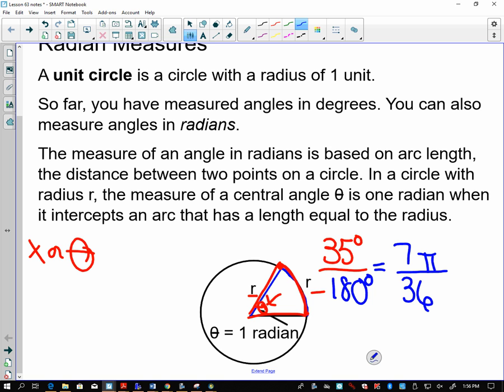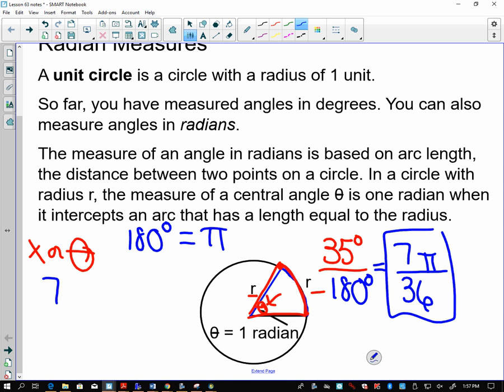Okay, so let's try this. Let's say I knew I had 7 pi over 36, and we wanted to turn this back into degrees. One of the things we're going to learn in a little bit is that 180 degrees and pi represent the same thing. So if two things equal the same thing, I can substitute. What is 7 times 180 divided by 36? 35.